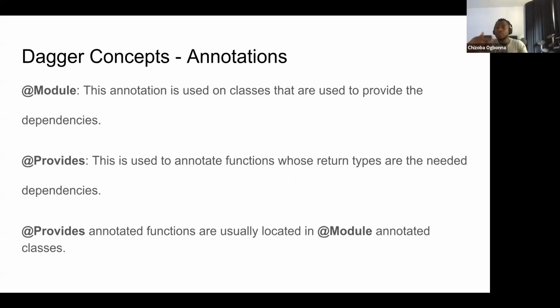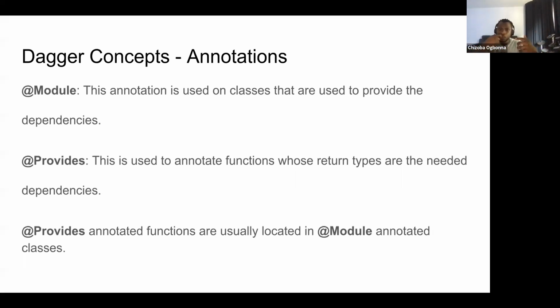So @Provides annotated functions are usually located in a module class. So @Provides and @Module go hand in hand. Once you have a class that you annotate @Module, what you expect to find in such a class are providers, and each of these providers is annotated @Provides. These are methods that return something to you. So the return types of those @Provides methods are dependencies.